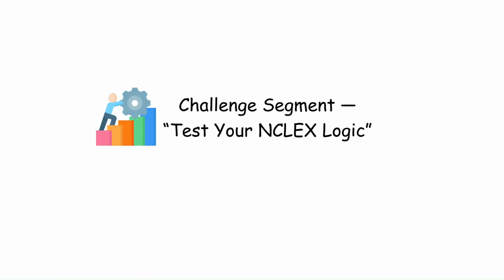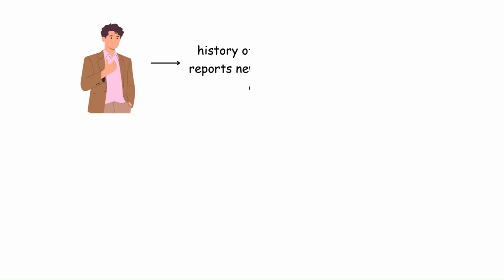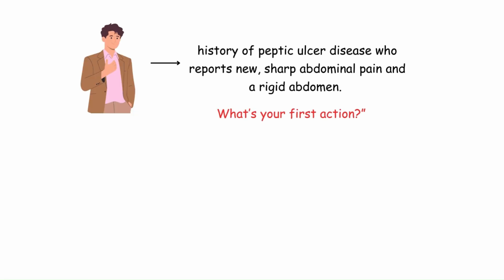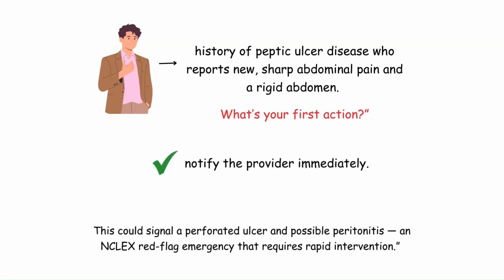Before we wrap up, here's your quick NCLEX challenge. Imagine a client with a history of peptic ulcer disease suddenly develops sharp abdominal pain and a rigid, board-like abdomen. What's your very first action? Think. You notify the provider immediately. That combination of pain and rigidity signals a possible perforation, a red flag emergency that requires rapid intervention. Always think pain plus rigid abdomen equals perforation equals call the provider.